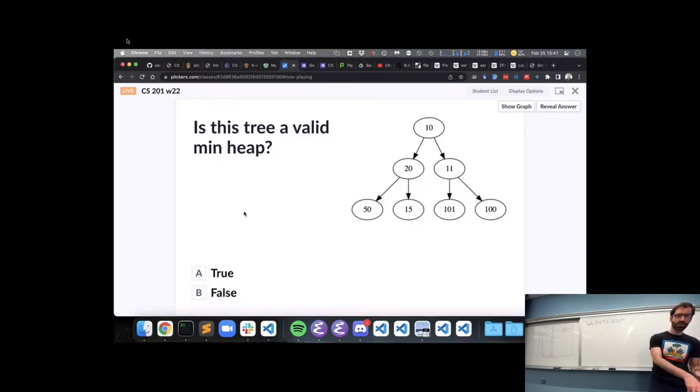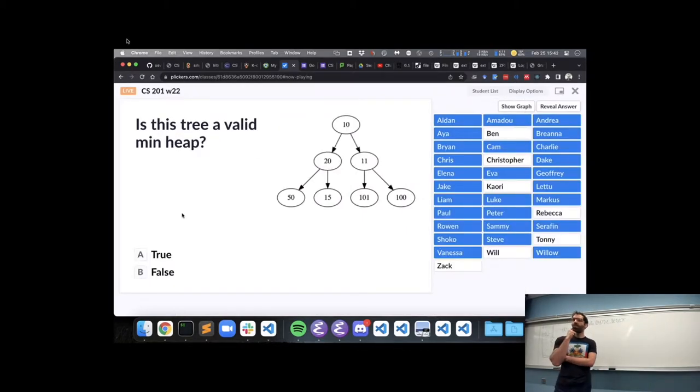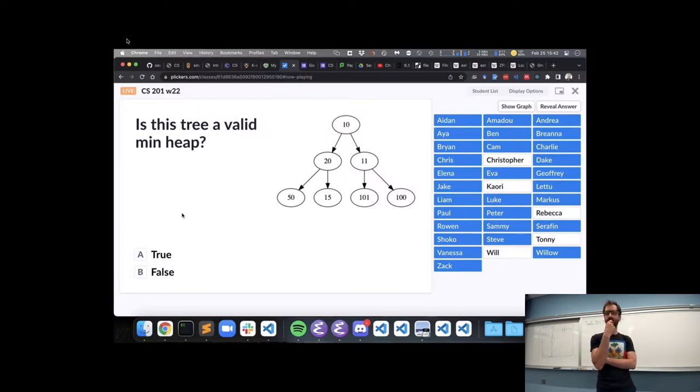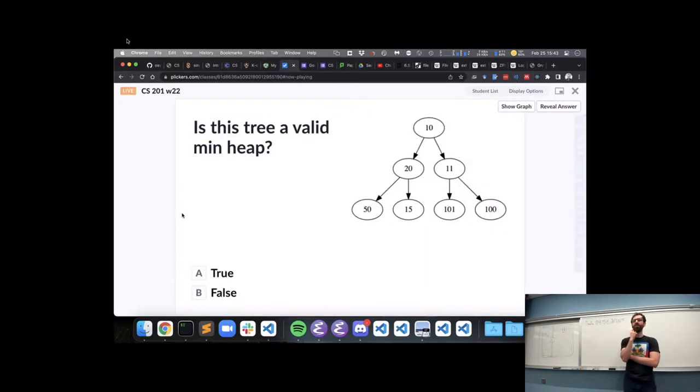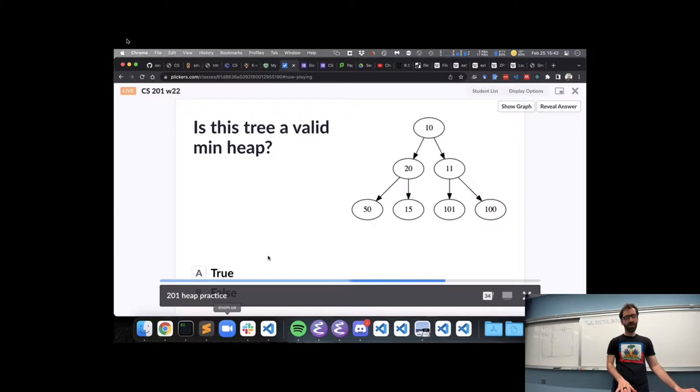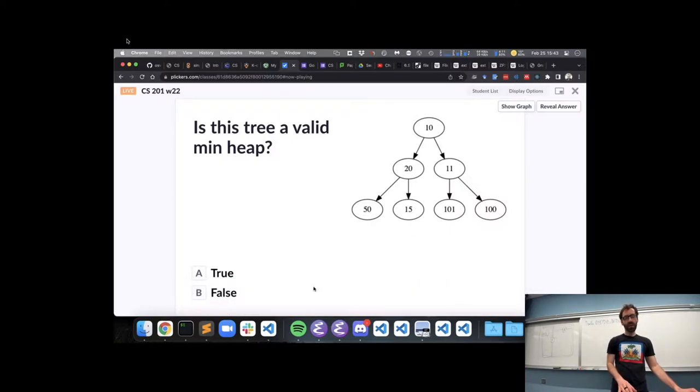Last one. Is this a valid min heap? Which of our heap properties is violated here? Seraphine? It's the heap property where the smaller number has to go on top. So in this case, 15 should be in the position where 20 is. Yes, we're not following our property where the root has to be smaller than all its children. Does that make sense? Any questions on our heaps here?